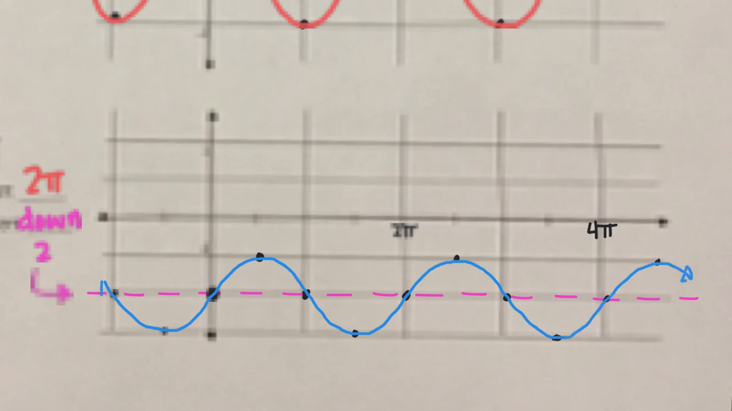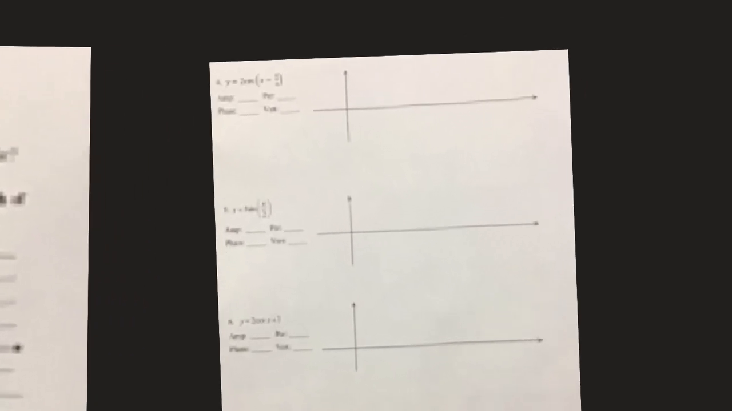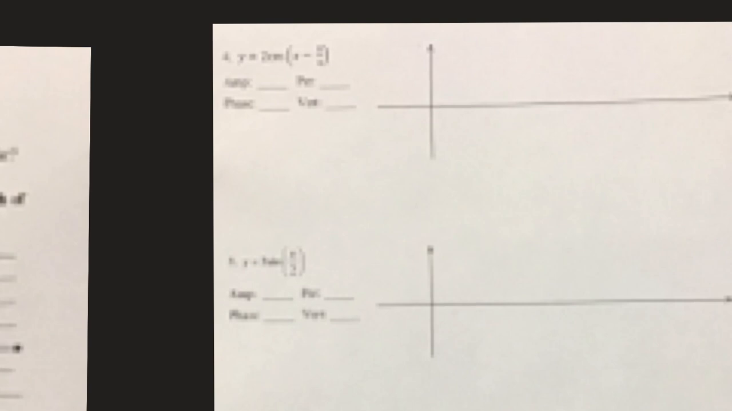So there's the graph of sine of x minus 2. Okay, let's do some others here. I think I'm going to skip number 4 for a minute. We'll come back to number 4 maybe later. But let's move on to number 5.